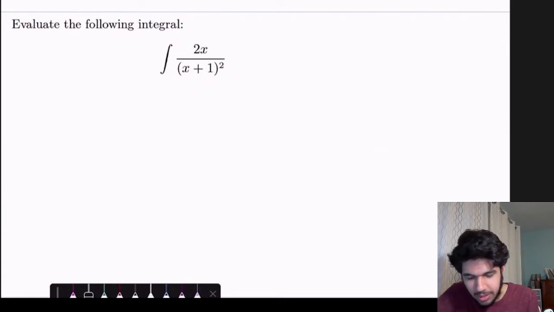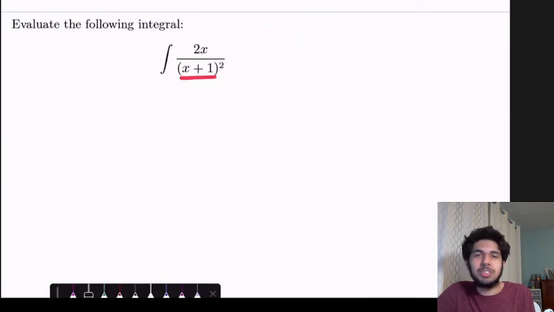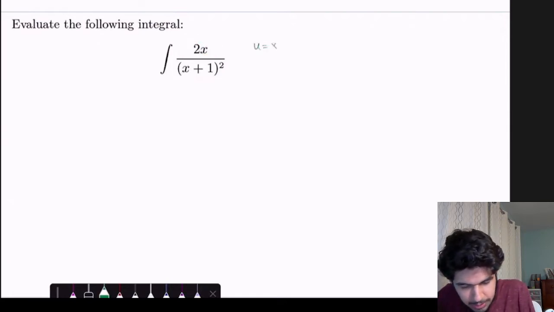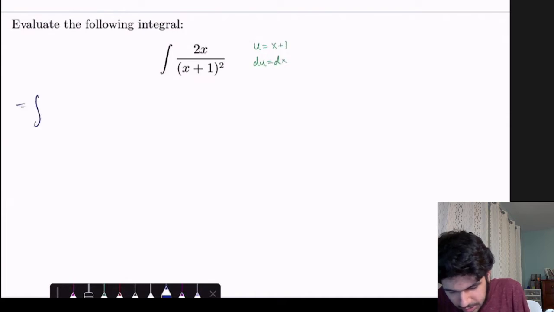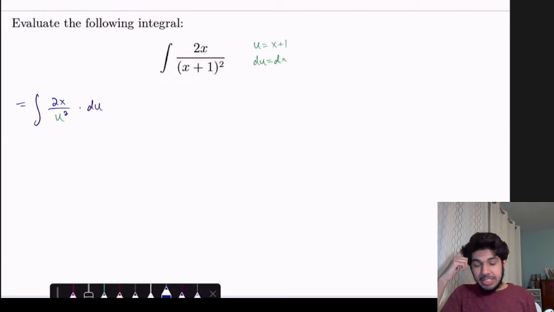So I'm going to choose this x plus 1 in the denominator because I like choosing things in the denominator because it's easy to cancel things out with the numerator. So let's choose u equals x plus 1. That means du equals dx. So that means our integral is 2x over u squared times du. Well, that's not good, because we didn't cancel out the x.